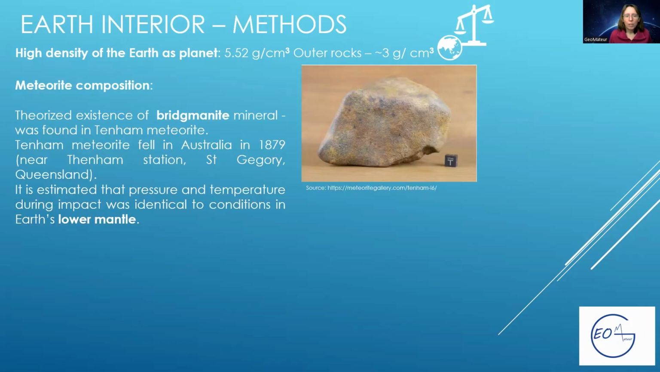Also, extraterrestrial bodies that hit our planet are a good source of information about the Earth interior. How? For example, the theorized existence of Bridgmanite was found in the Tenham meteorite that fell in Australia at the end of the 19th century. It is estimated that pressure and temperature during impact were identical to conditions in Earth's mantle.